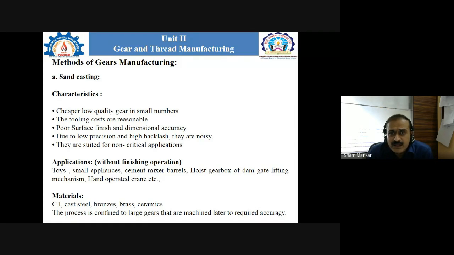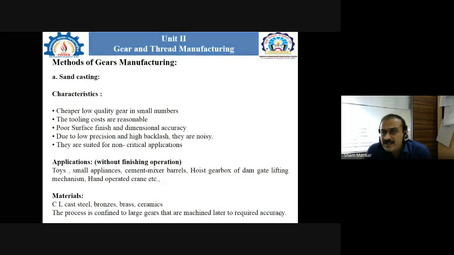Again, the entire tooling cost for making gears by the sand casting process is quite reasonable. Related to surface finish and dimensional accuracy, we are not getting that much quality of surface finish by using this particular sand casting process. Apart from that, there are two more characteristics, mentioned here: due to the low precision and the high backlash, they are very noisy.